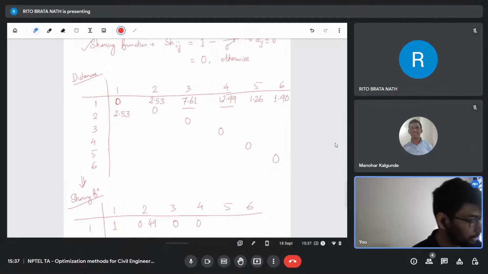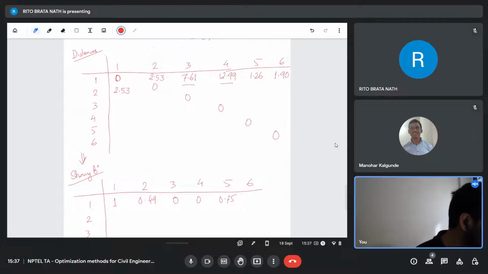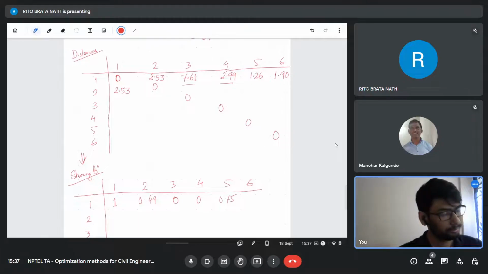For the next one, it's 1 minus 1.26 divided by 5. So that will give you 0.75. And finally, it's 1 minus 1.9 divided by 5. So that will give you 0.62. All right, so this is how you can calculate your sharing function.